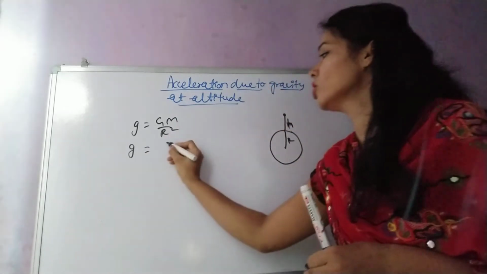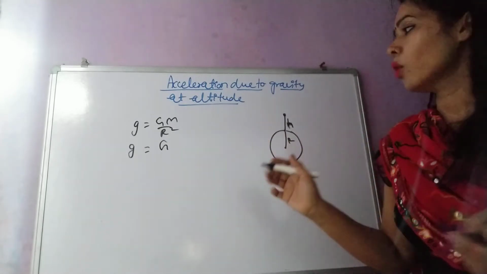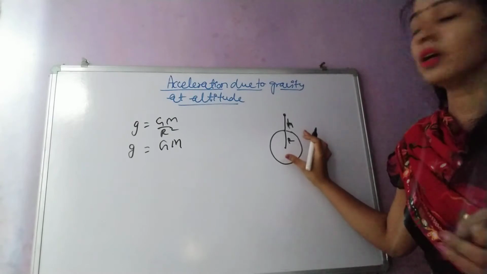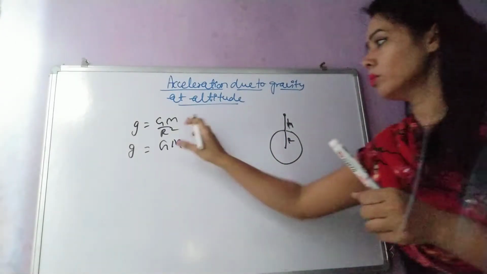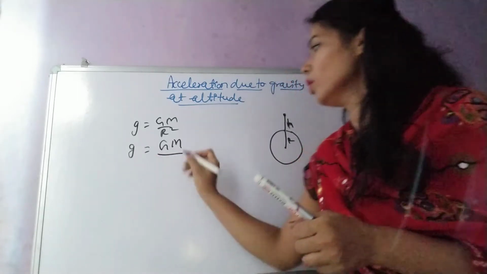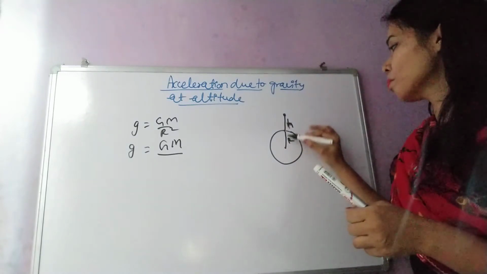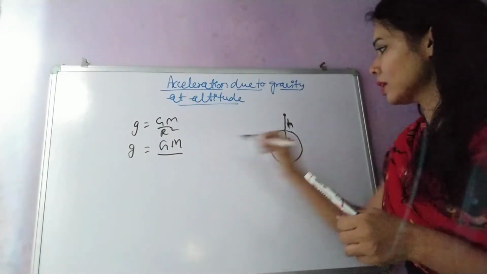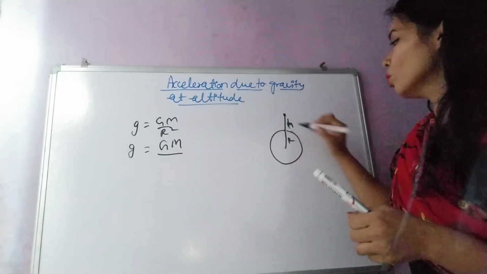You know capital G is constant everywhere in the universe. Mass of Earth is also constant, fixed, because you are not breaking this Earth. So the mass of the Earth is the same. Now what about the R square? R is the distance between the center of the Earth and the body. The R square is the distance from the center of the Earth to the body.